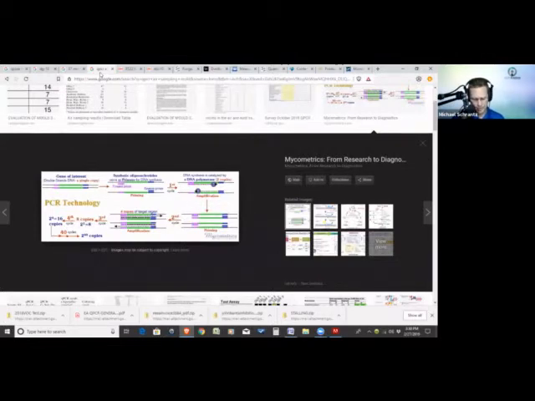Let me see what else I got for you guys. Pretty much that's it. Always ask the question for air and dust, what question am I trying to answer? If you can get away with it, air and dust sampling is the way to go. You always want to work with an indoor environmental professional who's going to guide you through the process.